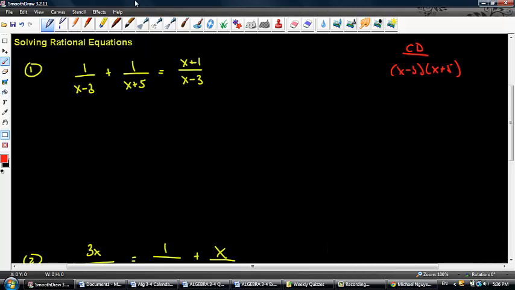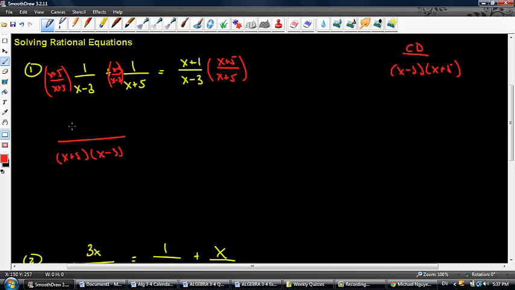Okay, cool. So what I'm going to do is multiply the right term by x plus 5, top and bottom. The center, I'm going to multiply by x minus 3. And then the left term I'm going to multiply by x plus 5. So what I get is x plus 5 times x minus 3 under x plus 5, plus x plus 5 times x minus 3, all of that underneath x minus 3, right?